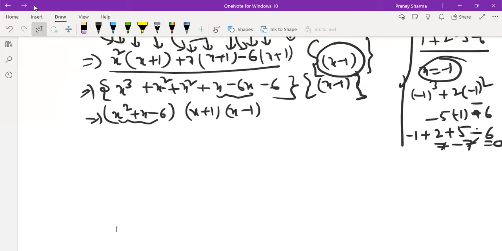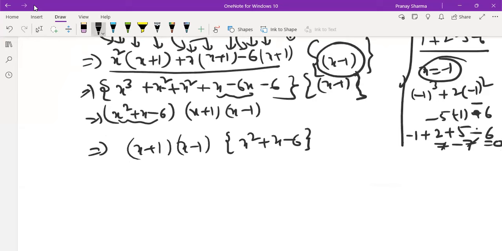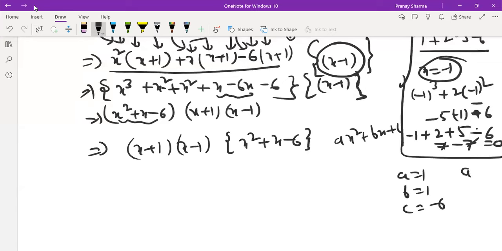So let us consider this using splitting the middle term, and I'm rearranging the terms. X plus 1, x minus 1, and here we have x square plus x minus 6. All right. So people, if you consider this, right, a is 1. If you compare it with ax square plus bx plus c, a is 1, b is 1, and c is minus 6. We need to have a into c first. So that means 1 into minus 6, it will come out to be minus 6. That means we need to split the middle term in such a way that the product should be minus 6, but the summation should be plus 1 only.